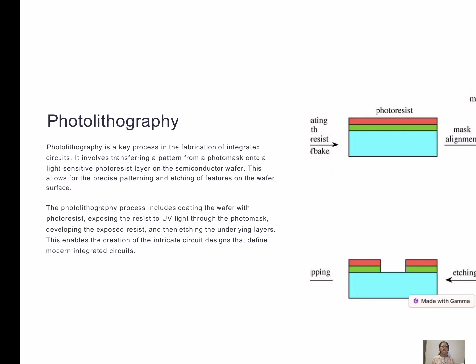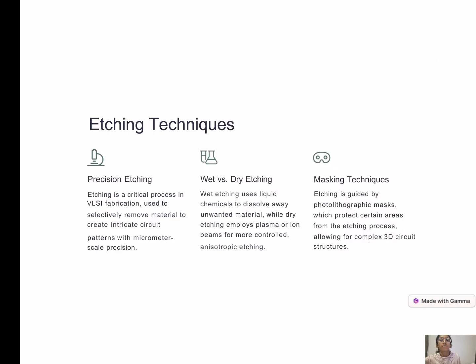Photolithography is a process that includes coating a wafer with a photoresist, exposing the resist to UV light through a photomask, developing the exposed resist, and etching the underlying layers. This enables the creation of intricate circuit designs that define a modern integrated circuit. As you are seeing in the picture, that is the photoresist, and the mask is aligned in that.